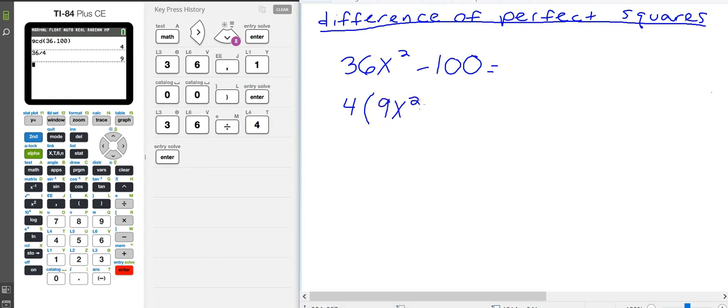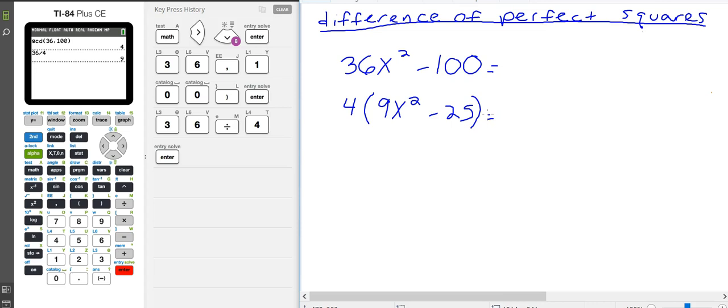Negative 100 divided by 4 is negative 25. You can do it on the calculator if you don't know that. And that is factored form. But is this completely factored? If the question asks you to factor completely, this would not be your answer.